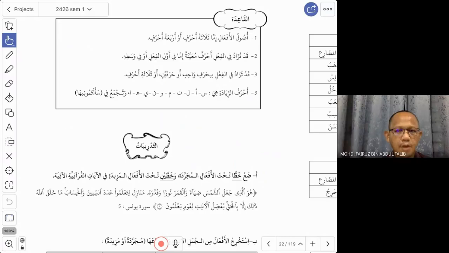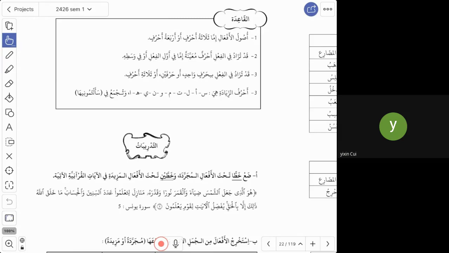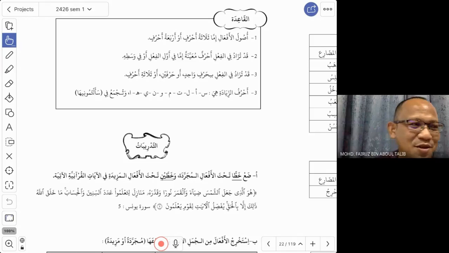Okay, last one before we end today's session. How do you know whether there are additional letters or not? How do you know which letters are the original huruf, and which are the additional huruf? How do you know? Memorize? Naam? Memorize. How do you memorize?